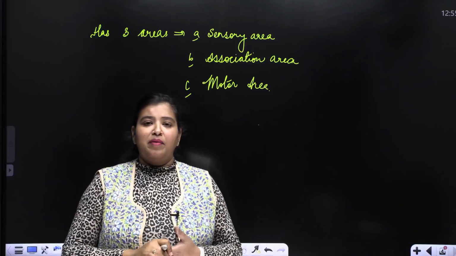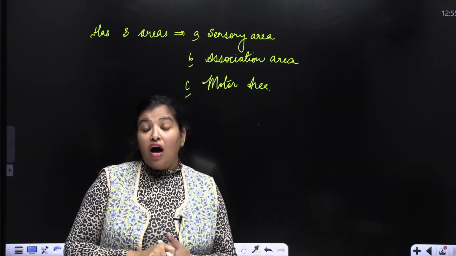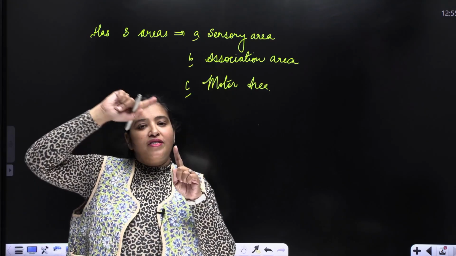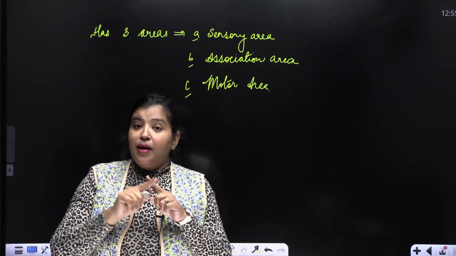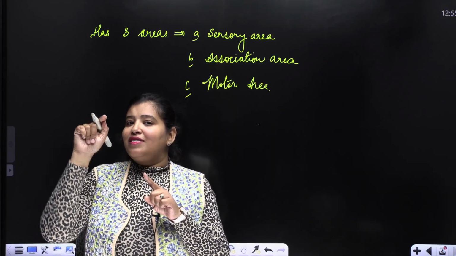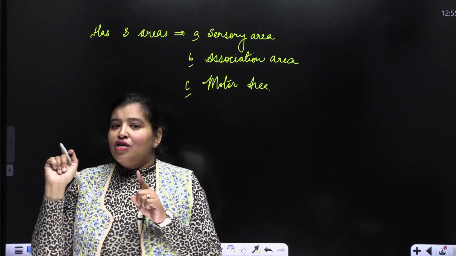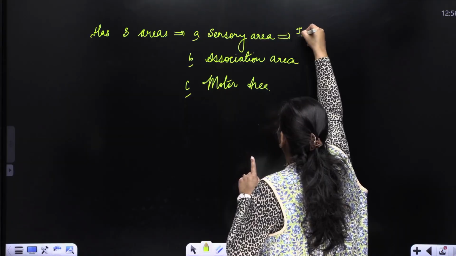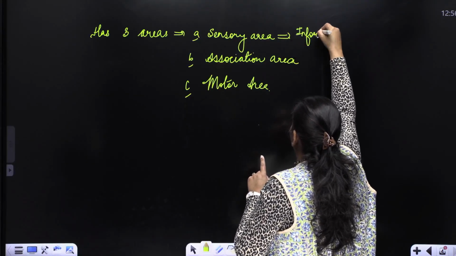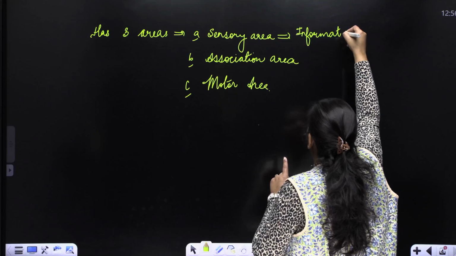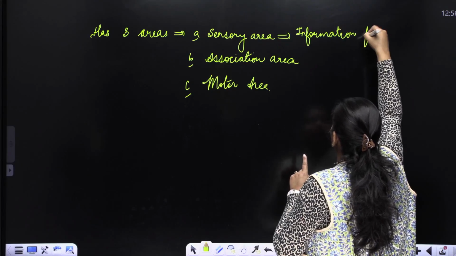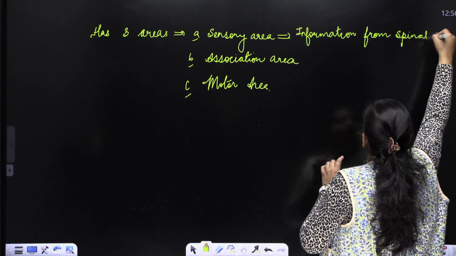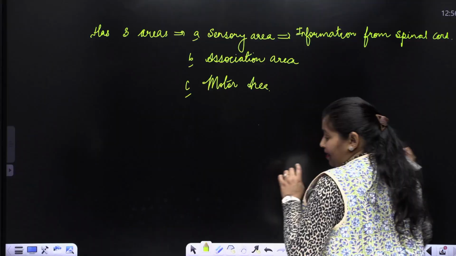Now, you might be thinking why I'm again talking about the reflex action and the reflex arc. If you remember the reflex arc, I told you the decision is made by the spinal cord, but information is sent to the brain. That information is received by the sensory area of the brain. Information from the spinal cord.